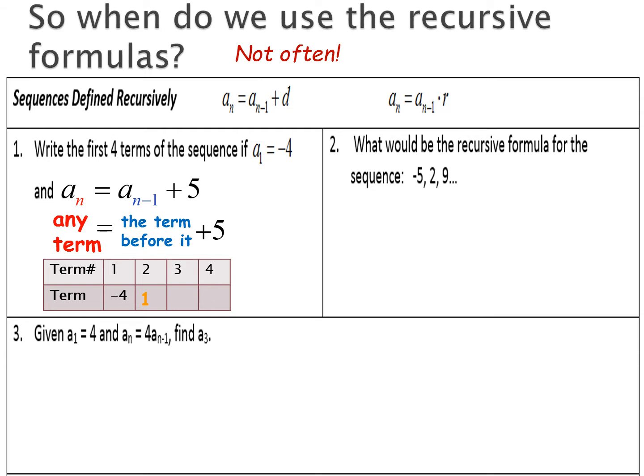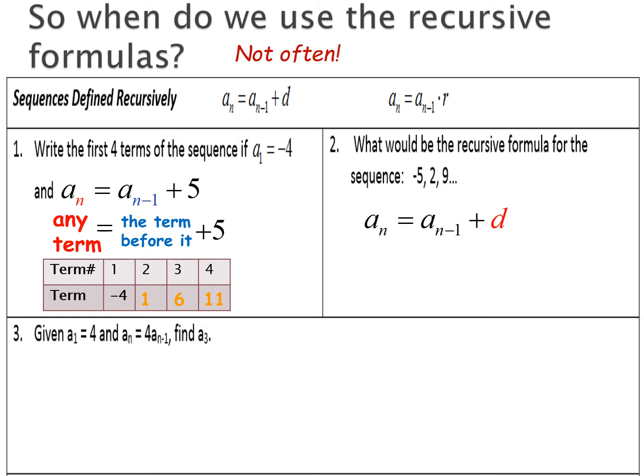We're going to take that -4 and put it back in. -4 plus 5 gives me 1. We're going to take the previous term, which is 1, put it back in. 1 plus 5 is 6. We're going to take the previous term, 6, and put it back in. And 6 plus 5 is 11. This is called recursive. You got to look for the notation. Sometimes they'll say it and sometimes they won't.